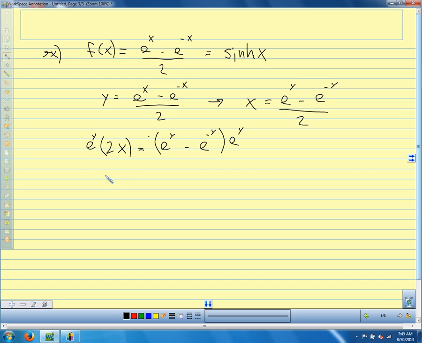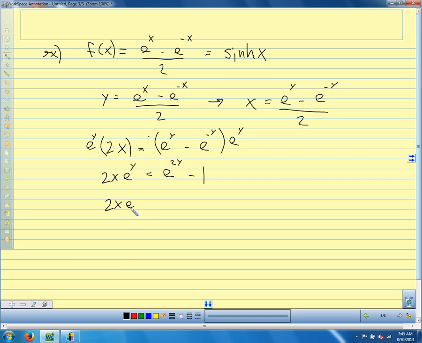And now I get 2x e to the y equals e to the 2y minus 1. Anybody see now why we did that? Now what can we do? Add the 1. Yeah, we have this x in here, so that makes it.